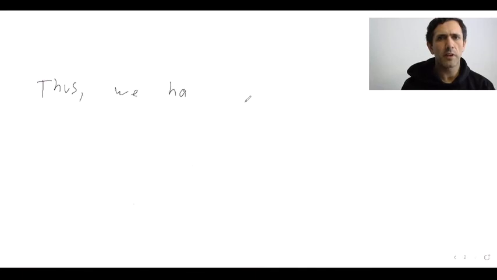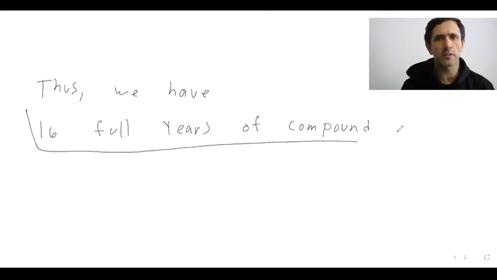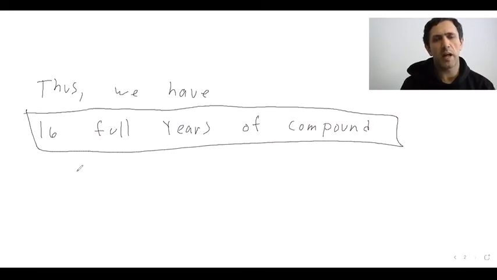So we have 16 full years of compound interest. That's what doing this calculation tells us. And if you don't believe me, well, let's just see what happens if we have money sitting in the account for longer than 16 full years. Compound interest.